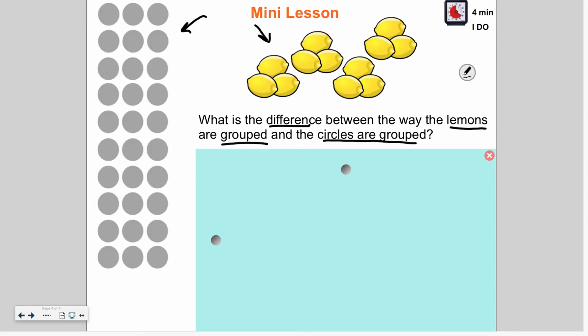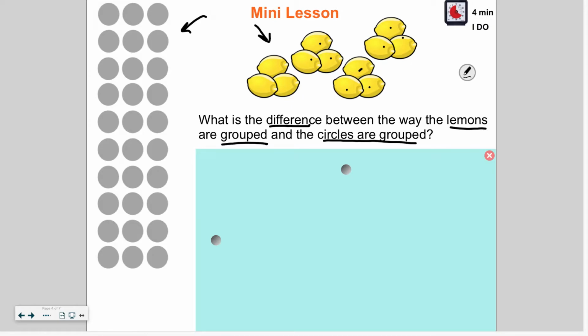So you may have noticed that these lemons kind of look like equal groups. Like 1, 2, 3, 1, 2, 3, 1, 2, 3, right? But then the circles kind of look like equal groups too, because I have 1, 2, 3 this way. But then going down, I have, let's see, 1, 2, 3, 4, 5, 6, 7, 8, 9, 10. I have 10. So maybe these are equal groups too. That could have been something you said.